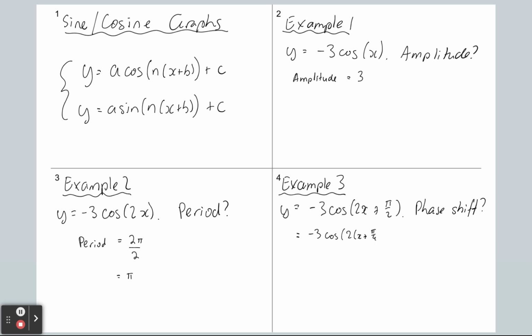Pi on 4. So if I expanded it, I'd get 2 times x is 2x, and 2 times pi on 4, 2 goes into 4 twice, I'd get my pi on 2. So just be careful there, make sure you don't stuff up your calculations. So the phase shift can now simply be written as pi on 4. It's positive pi on 4 here, so that means that the graph will be phased or shifted to the left by pi on 4 units.